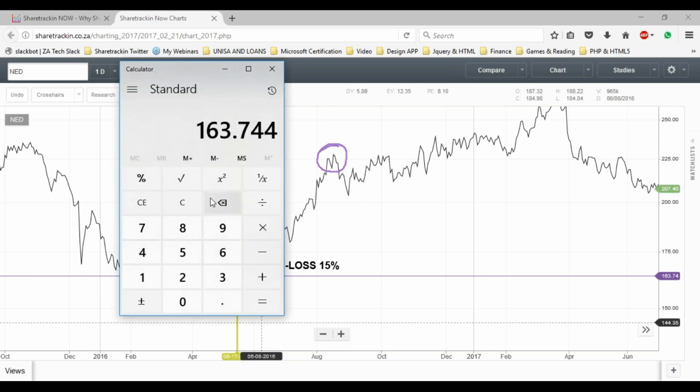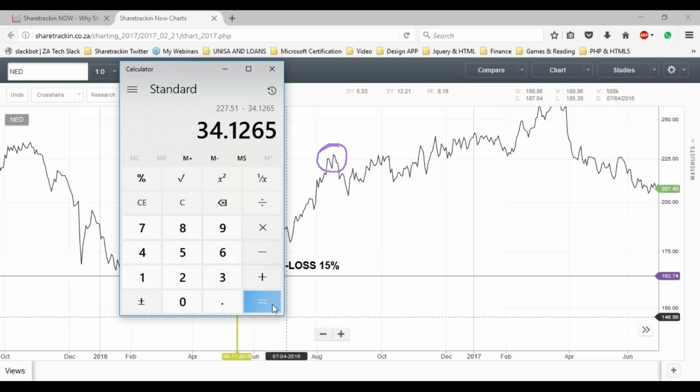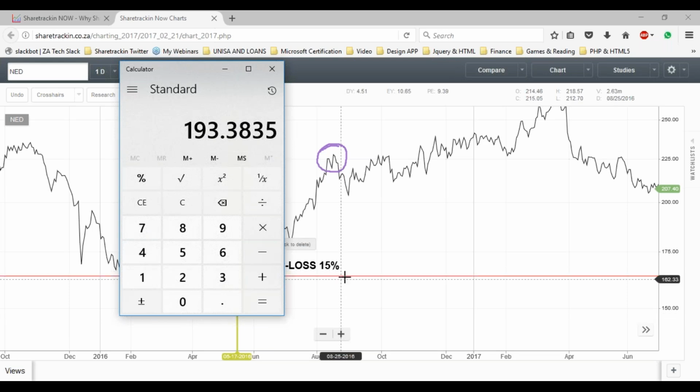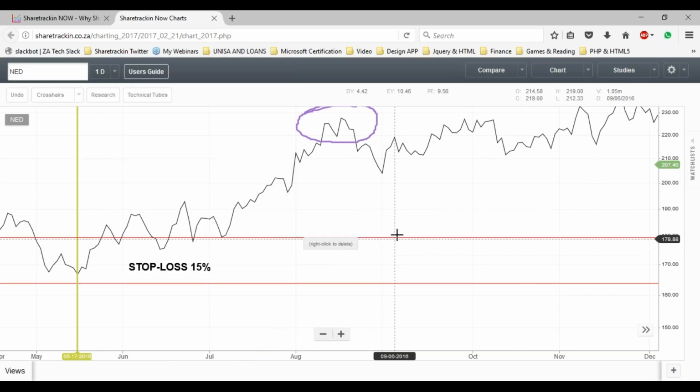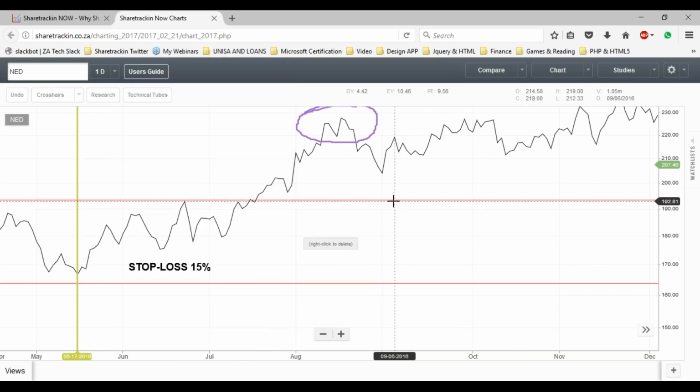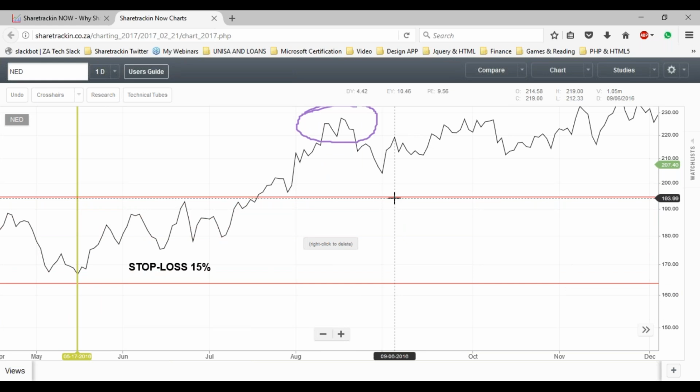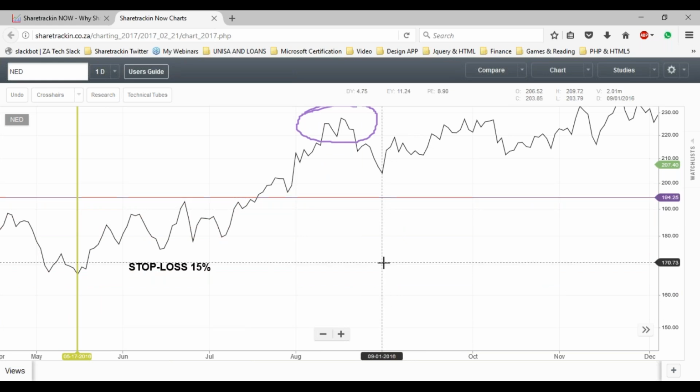So I get my pocket calculator. 227.51. I deduct my 15% from that. That means that my new stop loss should be at 193.38. That should be in the region of about that. 193, and we want to get as close as possible to it. If it's not possible to get right on it, it's fine.